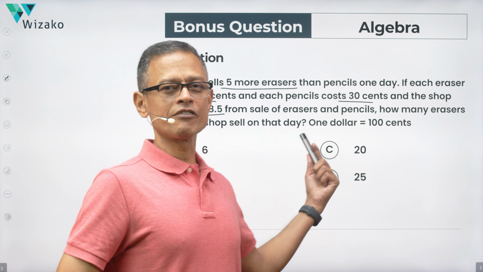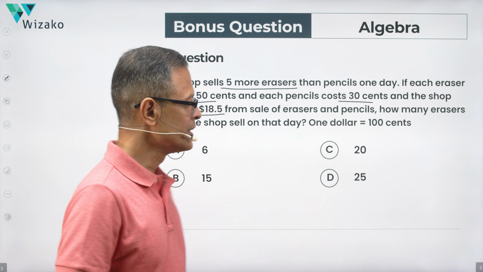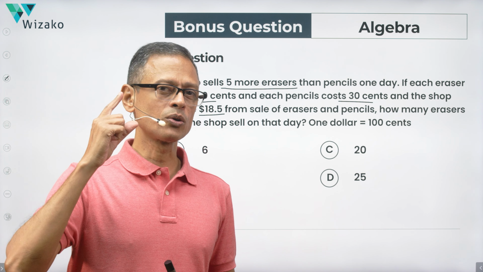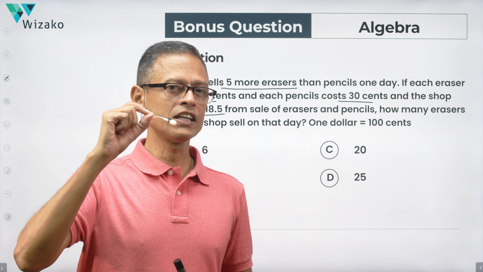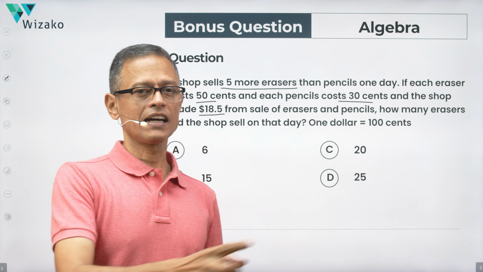I also told you the conversion between $1 and a cent. 100 cents is equal to $1, right? These are the 4 answer options. Solve, find the answer for the variable and check whether the value of the variable is among the options. If not, find out the correct answer and mark it.